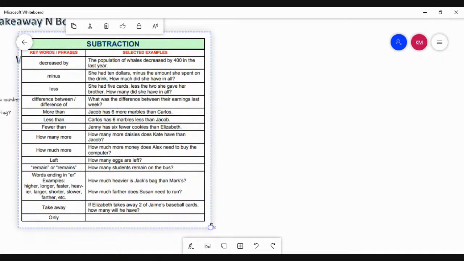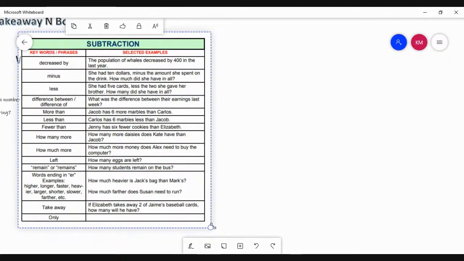So say for instance, she had $10 and then she spent, let's say, $1 on the drink. So then how much did she have in all? In my head, it's like, okay, if she had $10 minus the dollar that she spent, how much did she have in all? Originally that would have been an addition problem. So originally she had $11.